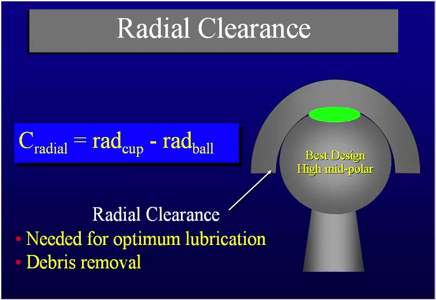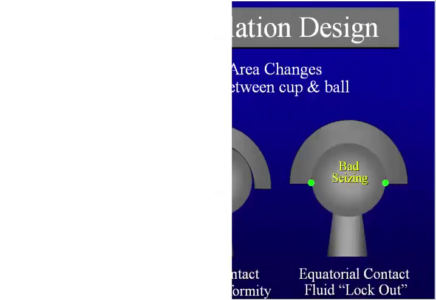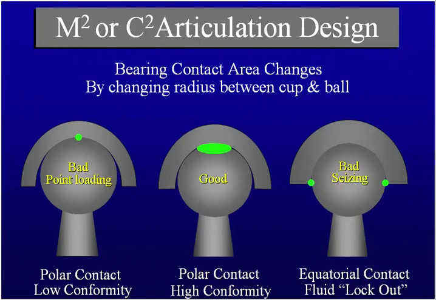The contact area generally is a polar contact, high conformity, and that's defined by the radial clearance. So if you have a radial clearance that's very small, you're going to get equatorial contact and you're going to get fluid lockout, and that causes seizing and galling, and you get higher frictional torques and loosening. On the other hand, if you have a large radial clearance, you're going to have point loading and scratching and sliding wear, and that's not good.